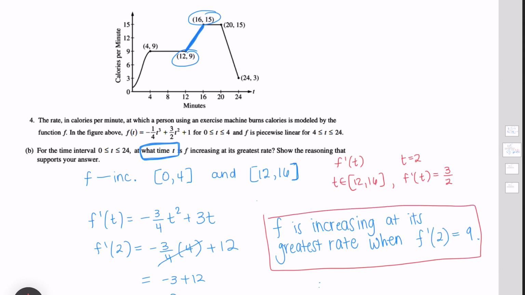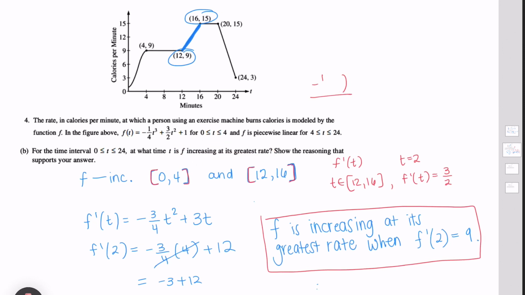Now, this question is very tricky because of the wording. And notice what they asked us is, at what time t is f increasing at its greatest rate? So the fact that f is increasing told us that we needed to focus our eyes on these intervals alone. So we looked at where f is increasing in the graph. And the fact that they're asking for its greatest rate, they're asking us for the absolute maximum of its rate. So they're asking us for the absolute maximum of f prime of t. And again, it's because of how the question is phrased.